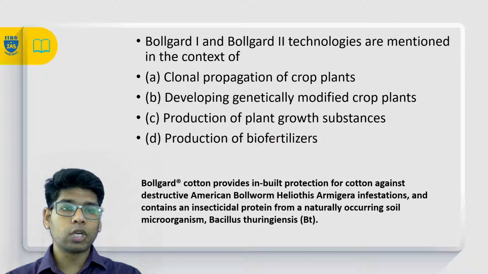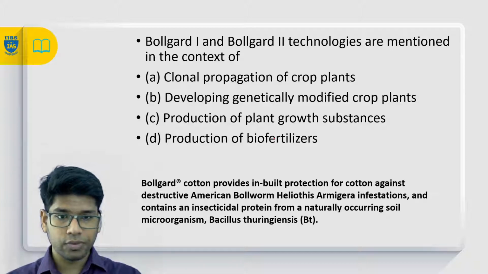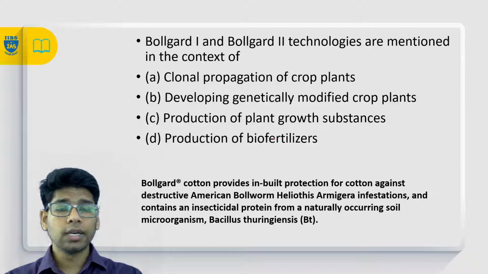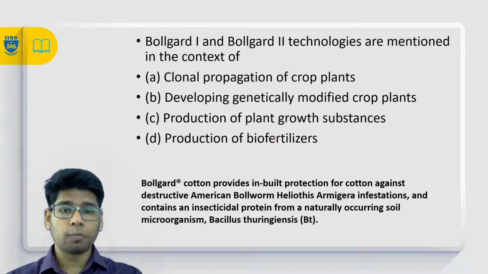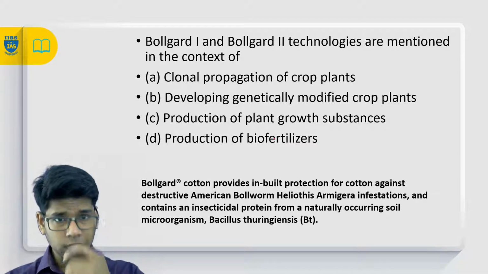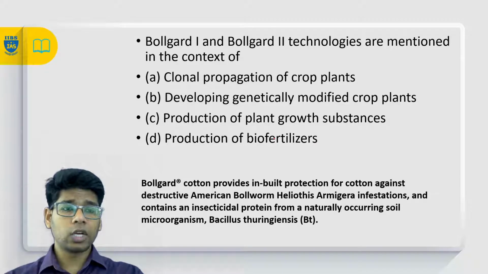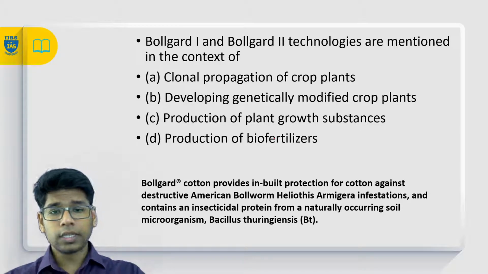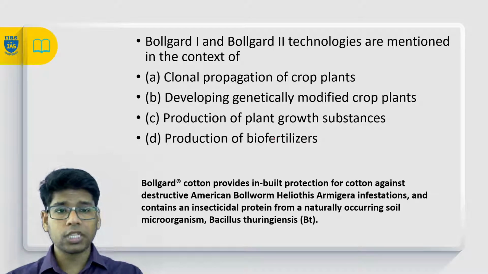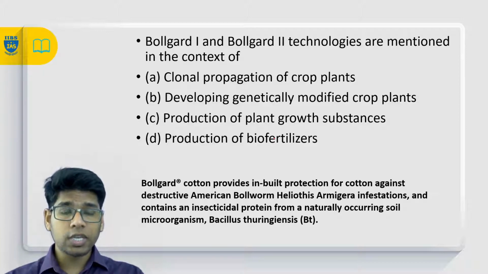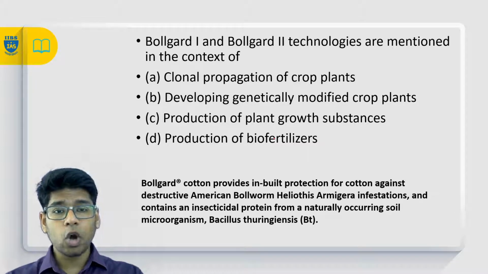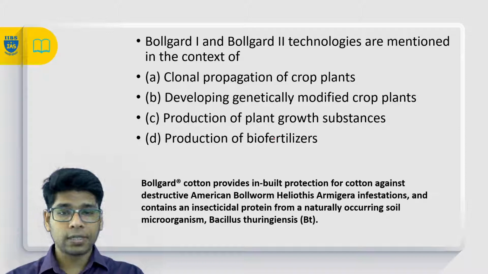And the Bollgard 1 and Bollgard 2 technologies are mentioned in the context of what? As you can see in the statements: clonal propagation, development of genetically modified crop plants, production of plant growth substances, production of biofertilizers. The Bollgard 1 and Bollgard 2 insecticidal plant varieties are genetically modified crop plants which act against the bollworm insect.